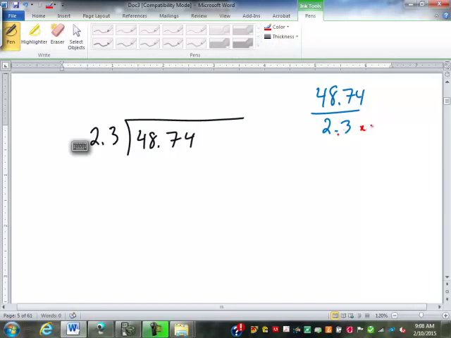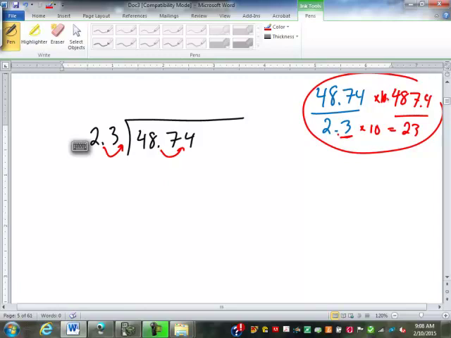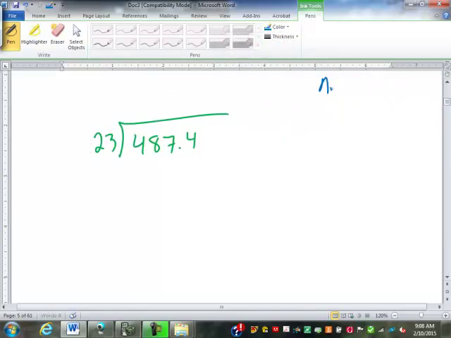If I want to get rid of the decimal here, I multiply by 10 to get 23. So I multiply the top by 10 to get 487.4. If there were 2 decimal places here, I would have multiplied by 100 and so on. So that means I move this decimal point over 1. This one has to move over 1. And the reason for that is because we're treating it as a fraction, multiplying the top and bottom by the same thing. So this becomes 23 into 487.4. So now, just like any other long division, and let's say I want this to the nearest thousandth.